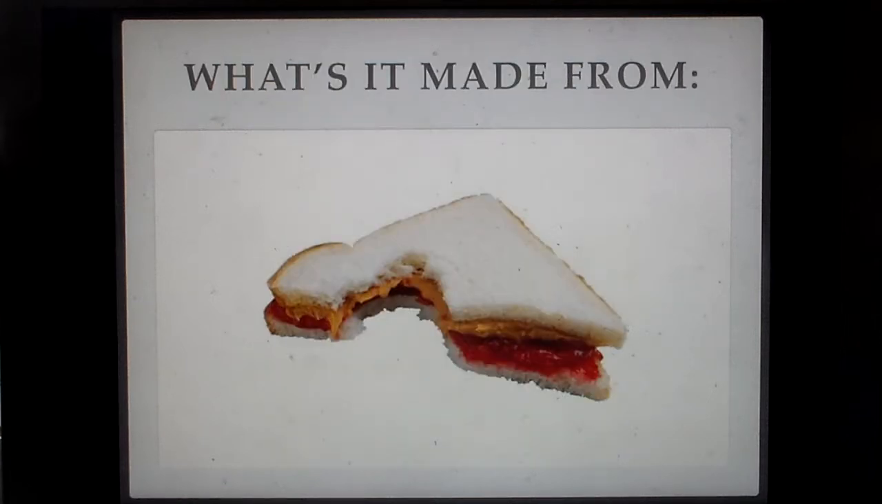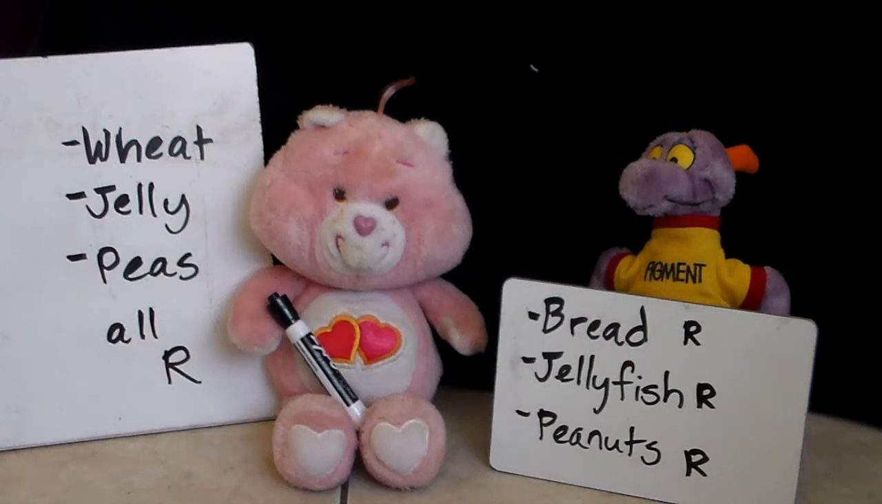All right, our next one, good old peanut butter and jelly. What's it made from? All right, let's see what you got. So Love a Lot, you have wheat, good job. Jelly comes from something, and peanuts are not from peas. Let's see, Figment, bread. Bread doesn't grow naturally out of the ground. Love a Lot got that it's made of wheat.